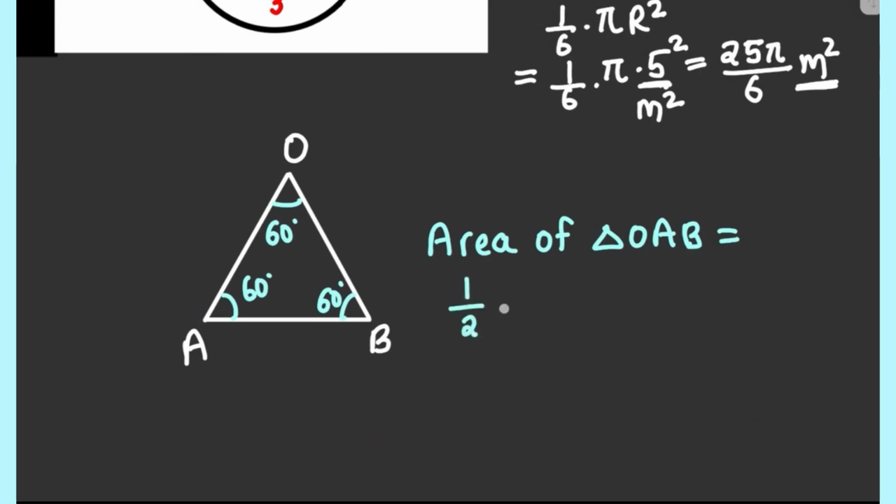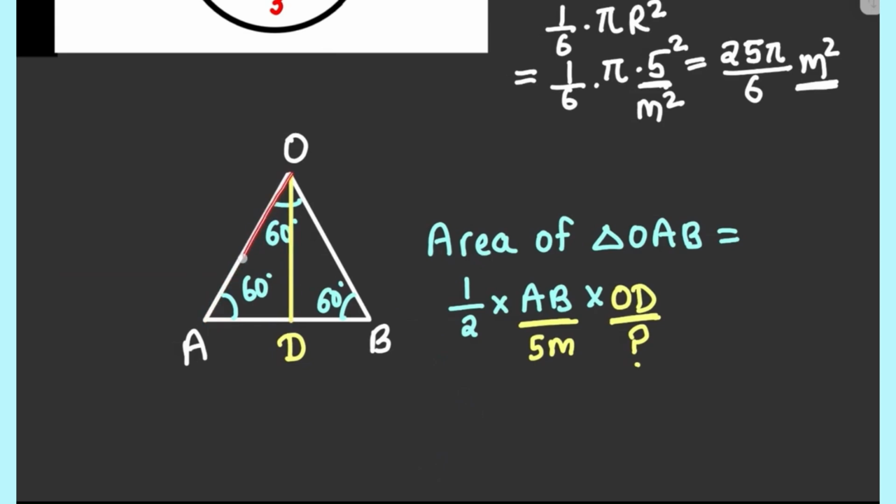We need to do 1/2 times AB times, we're going to draw this height over here. Let's call this point D, times OD. Now, AB, we know AB is equal to 5 meters, but we do not know OD. Can we figure out OD though? Yes, we can. How? For that, we are going to use this triangle OAD.